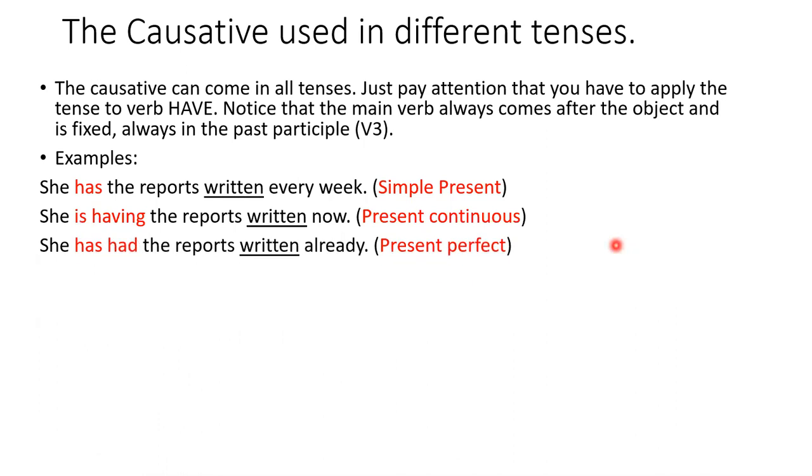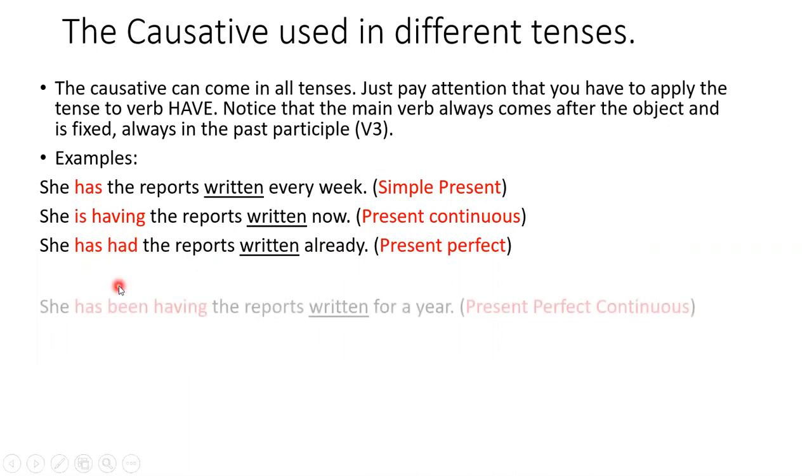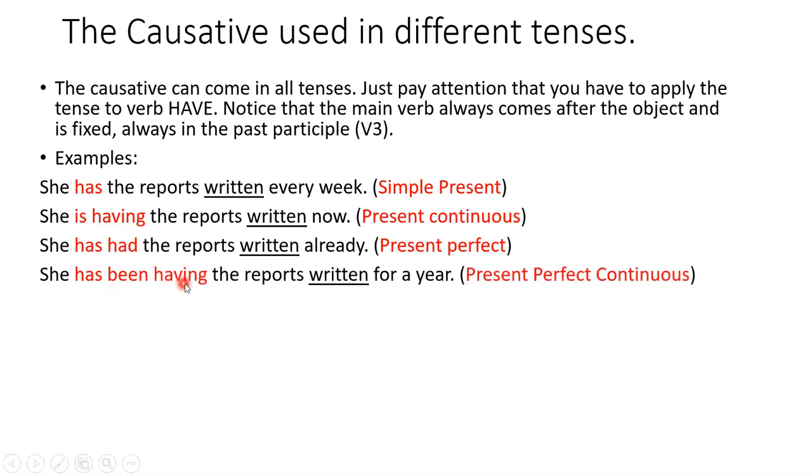Okay. She has had the reports written already. Has plus verb 3, has had. This is the present perfect. She has been having the reports written for a year now. Has been having, this is the present perfect continuous.